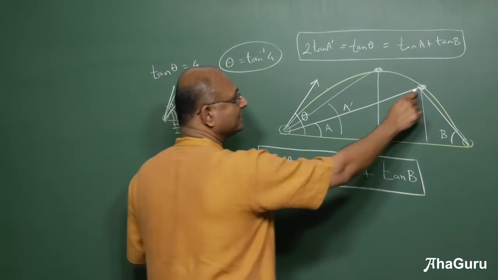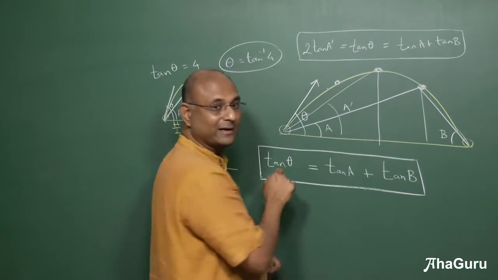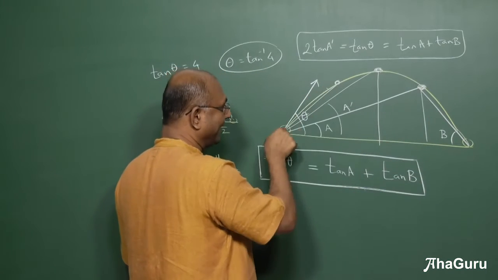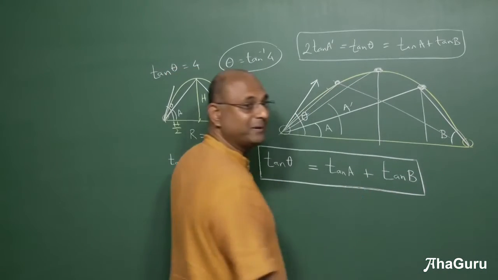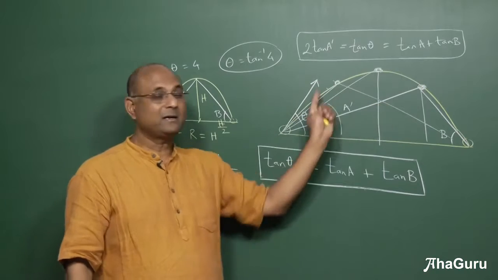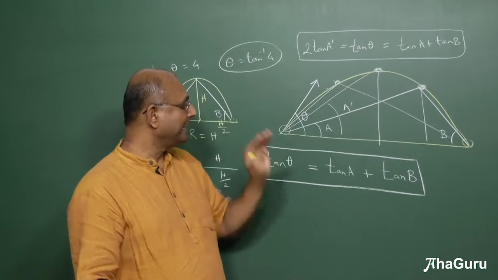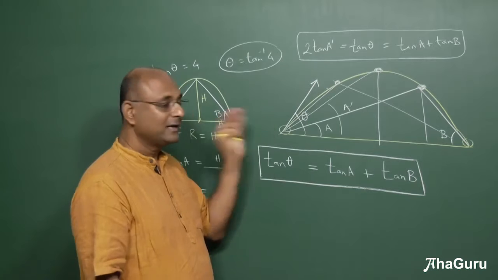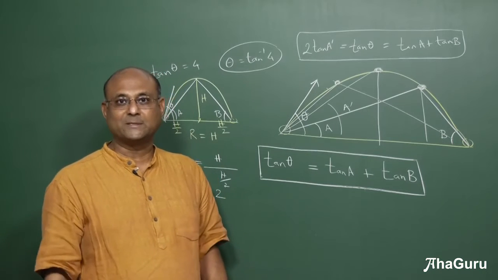You can also take this point and some other point and say tan A plus tan B is equal to tan A double dash plus tan B double dash. You can apply it like that. You can also apply it to directly find out tan theta. Anyway, this turns out to be an extremely useful idea. Let us look at a couple of examples.